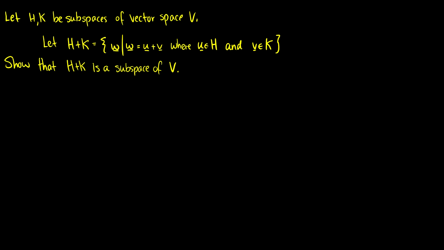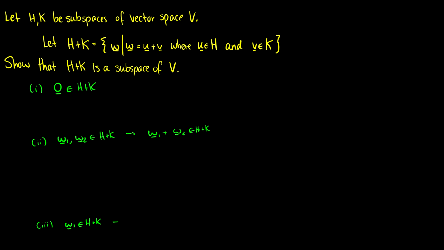So again, there's three conditions we have to show. One, we have to show that 0 is going to be in H plus K. The second one, we have to prove that if we have, say, some vectors w1 and w2 in H plus K, then we're going to get w1 plus w2 in H plus K. And finally, for the third bit, we have to show that if we have w1 in H plus K, then we're going to get c times w1 in H plus K for any scalar c.